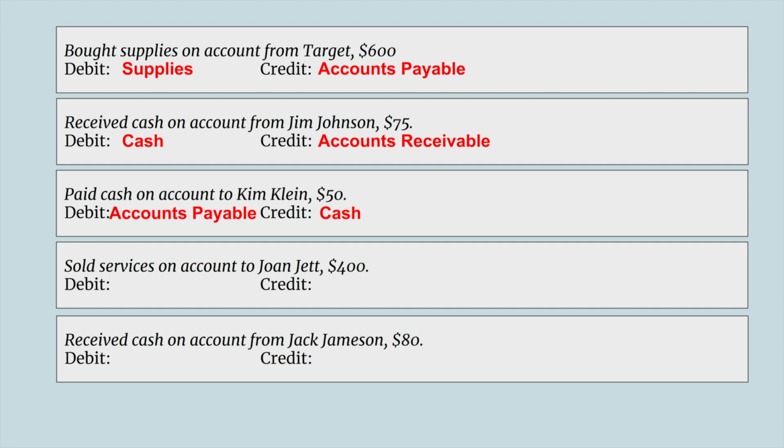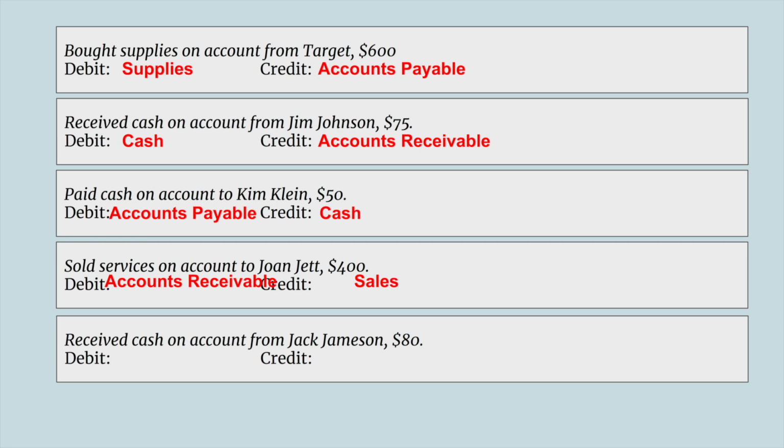The next one is sold services on account to Joan Jett for $400. So the easier part of this transaction is that we sold services, so we're going to credit sales. And then we just ask ourselves, will we be paying money later or will we be receiving it? And in this case, she's going to pay us later. We're going to be receiving money from her. So therefore, debit accounts receivable and credit sales.